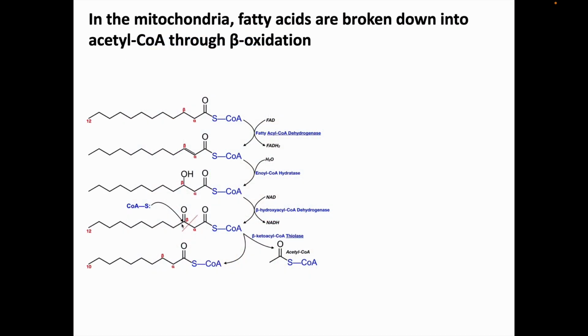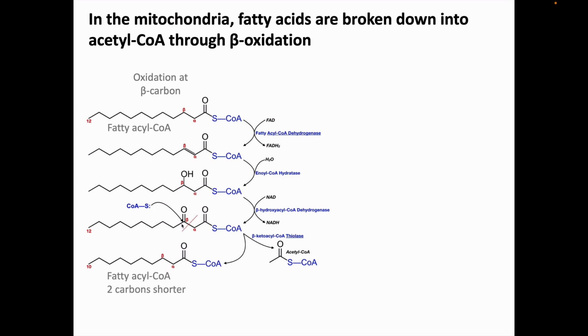In the mitochondria, the fatty acids are broken down into multiple units of acetyl-CoA, and this process is called beta-oxidation. We start at the upper left with a fatty acyl coenzyme A molecule. The first carbon away from the functional group in the fatty acid is the alpha carbon, and the second carbon over is the beta carbon, and this beta carbon gets oxidized in a series of reactions, hence it's called beta-oxidation.